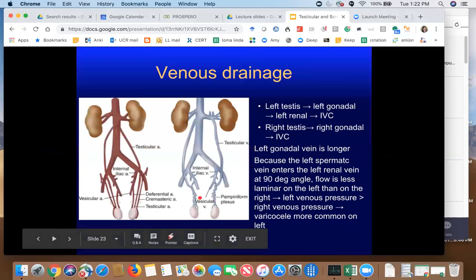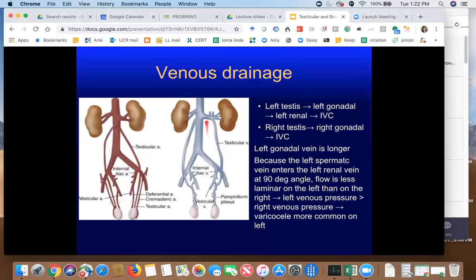Venous drainage. The left and right testes have different drainages. The pampiniform plexus is like the venous complex that drains the testicles. So the left side comes directly from the renal vein. This cartoon is sort of misrepresenting because the right gonadal vein is actually a little lower down here, not so close to the renal vein. But anyways, the left drains into the renal vein. In contrast, the right side drains directly into the vena cava.